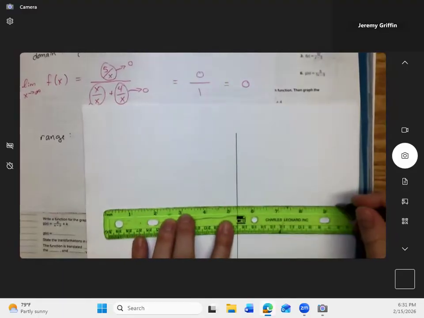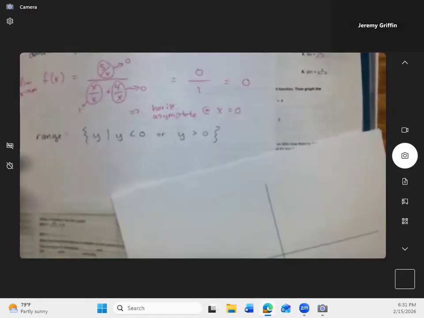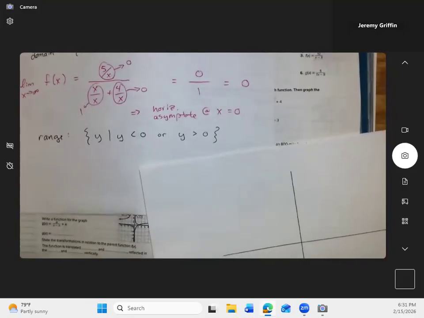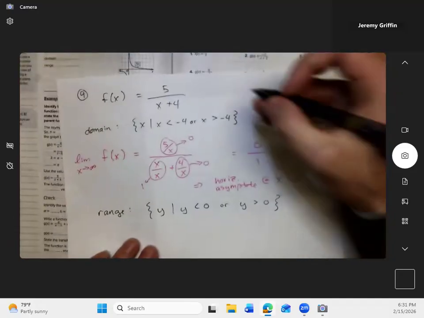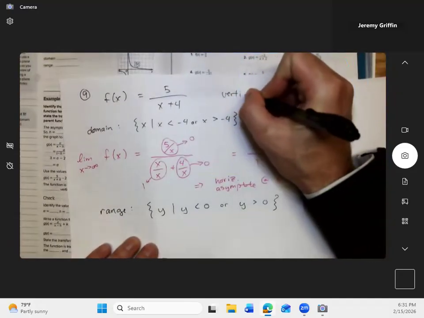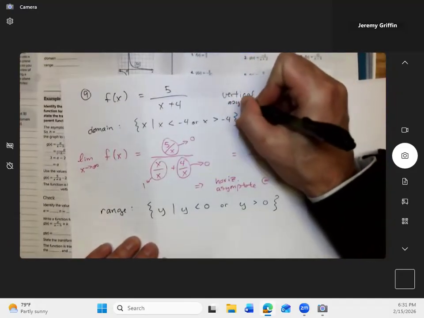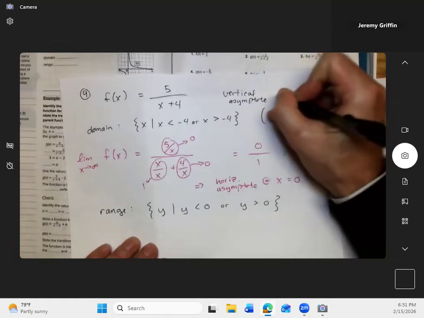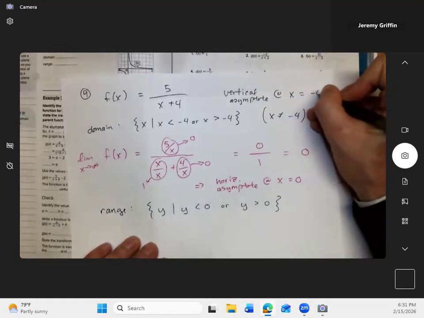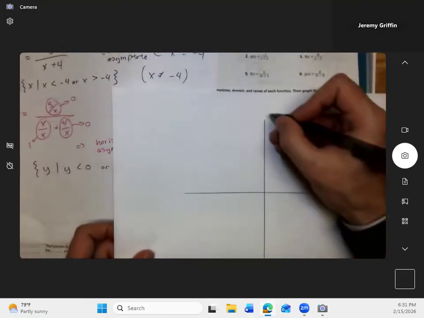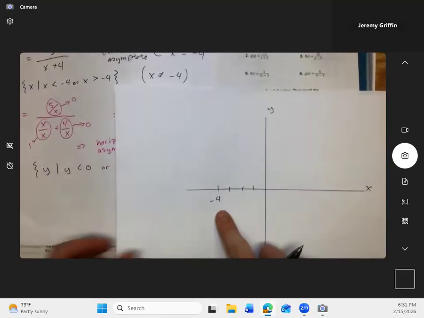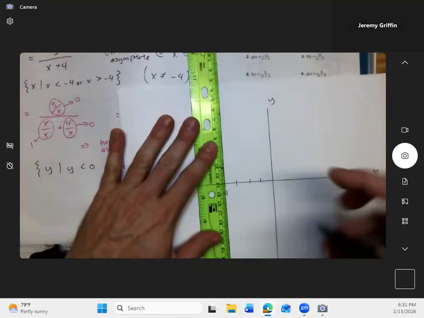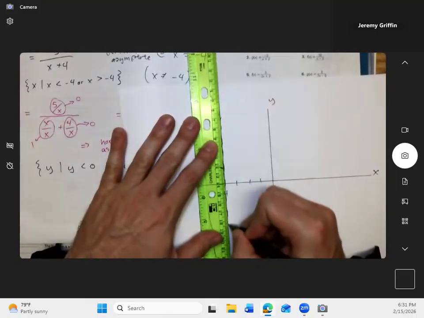This is going to look like, okay. So I have a domain, range, and some asymptotes I'm looking for. I need to spell out vertical asymptote at x equals negative 4. Okay, have that too. So let's put x here, y here, 2, 3, 4. Here's negative 4. So I know there's going to be a vertical asymptote right here.